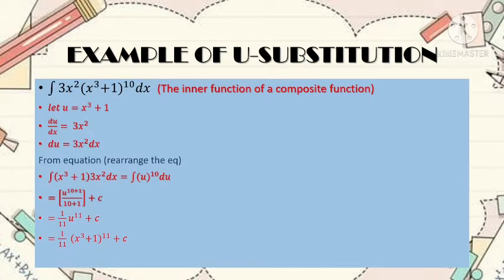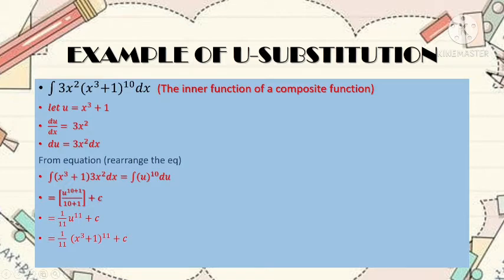This is one of the examples of u substitution. Integrate 3x squared times (x cubed plus 1) to the power of 10 dx. We let u equal x cubed plus 1, the inner function of the composite function. Then we find du over dx equals 3x squared, so du equals 3x squared dx.